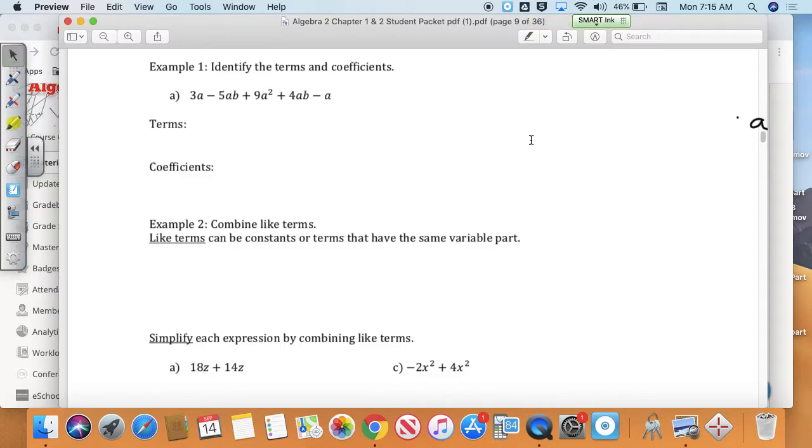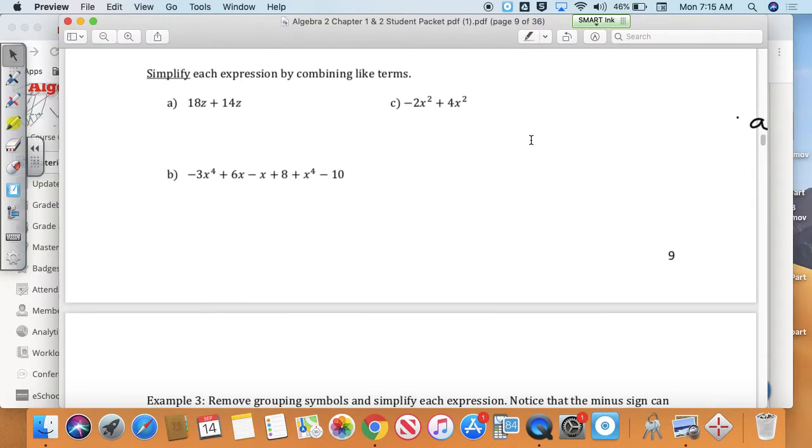Okay, so simplifying each expression by combining like terms. So we're going to start with 18z plus 14z. Now these are like terms, so we can just combine them together. We have 18 z's, we have 14 more z's. Altogether we have 32 z's. Like terms, basically you just add the coefficients together and keep the variables the same.